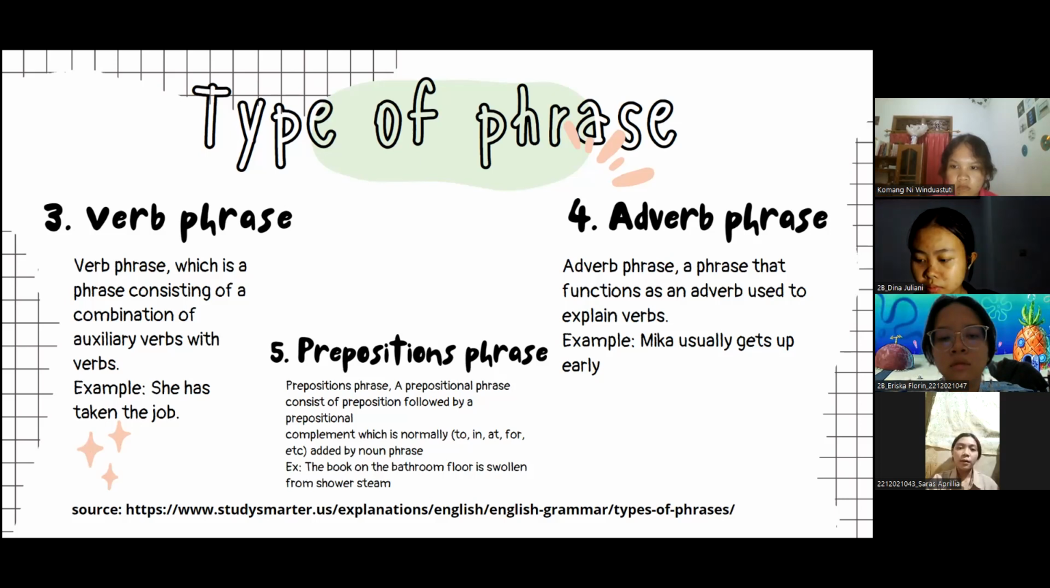And the last but not least is preposition phrase. A prepositional phrase consists of a preposition followed by a prepositional complement, which is normally a noun phrase, with prepositions such as to, in, at, or by. The example is the book on the bedroom floor is swollen from sour stick. Next.